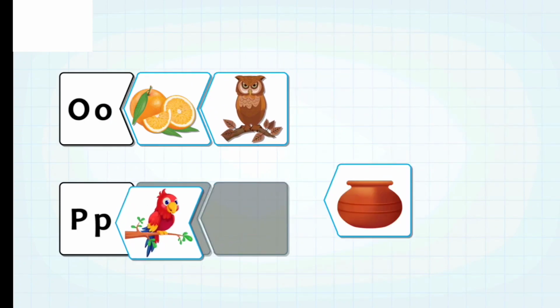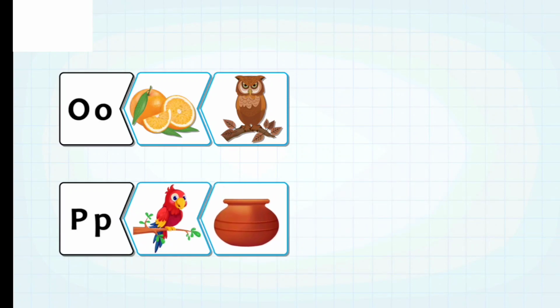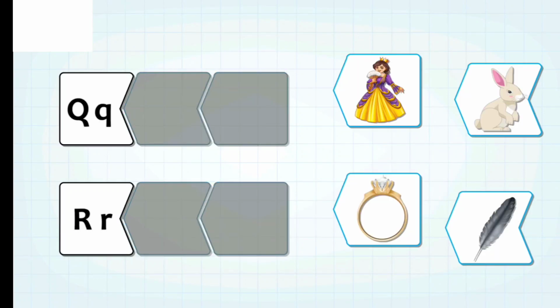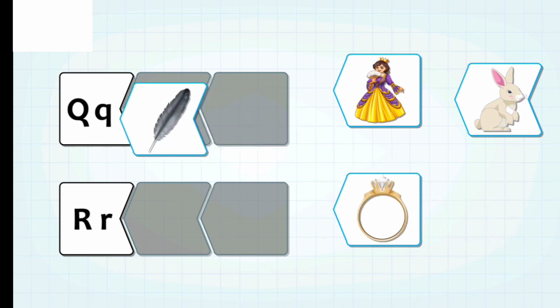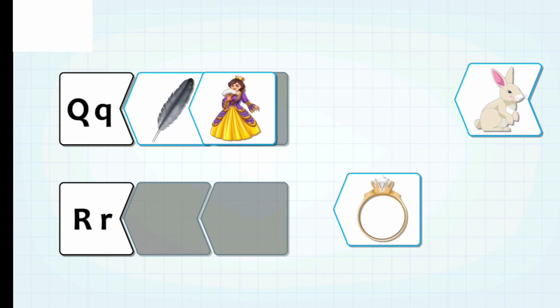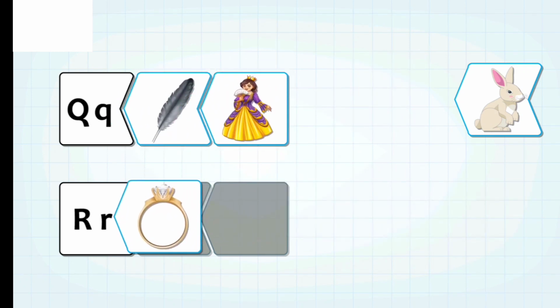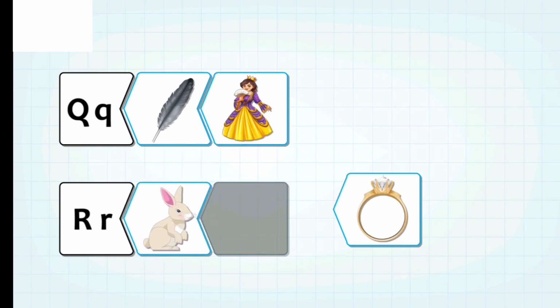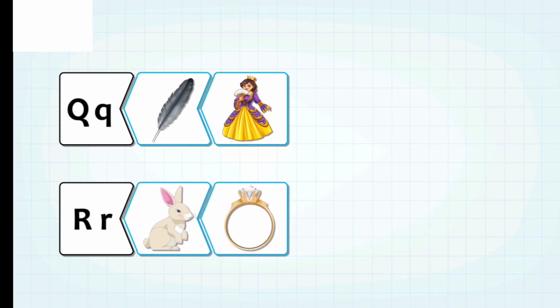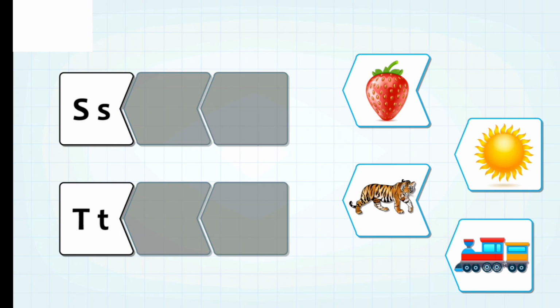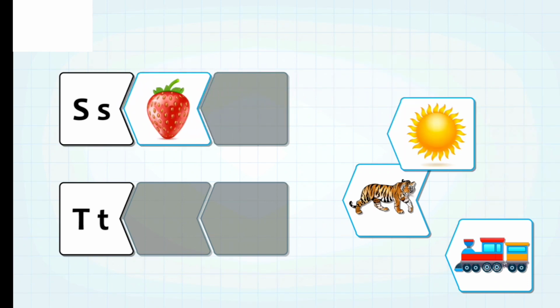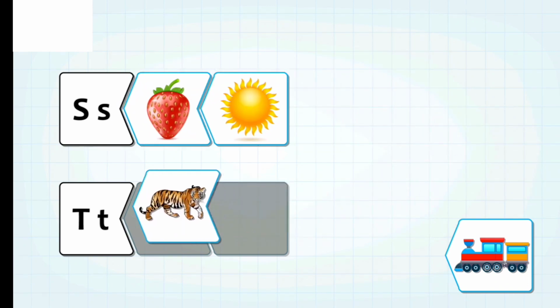P for parrot, and P for pot. Q for quail, and Q for queen. R for rabbit, and R for ring. S for strawberry, and S for sun.